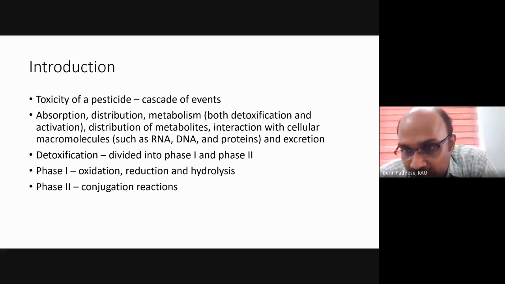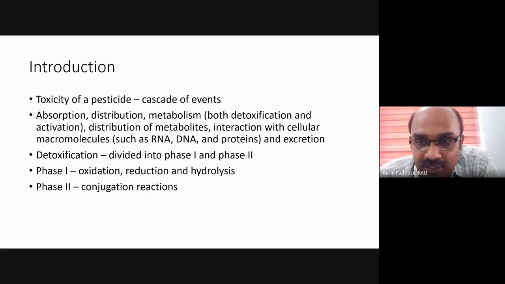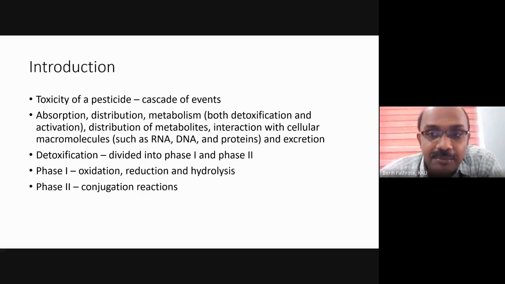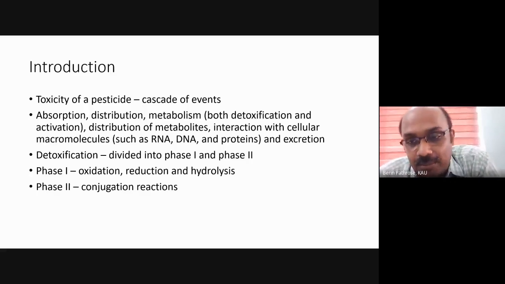So the series of events is: first absorption, followed by distribution, then metabolism, interaction with DNA, RNA, protein, and at the end it will be excreted. In between, if the insect gets killed, the excretion won't happen. Otherwise, it will be excreted. These are the series of steps by which a pesticide exerts its toxicity. Today we will be mainly dealing with detoxification.